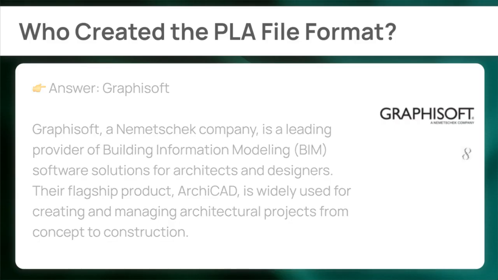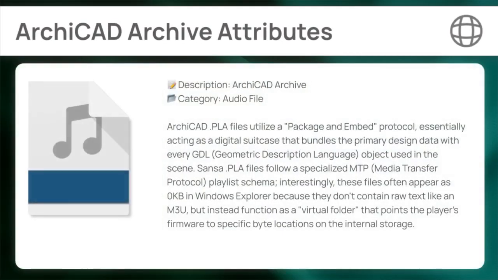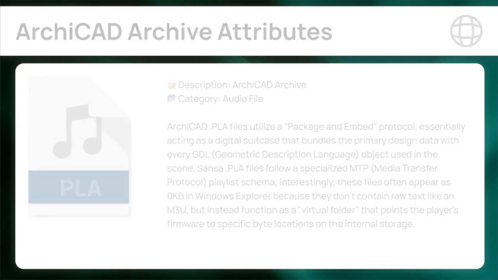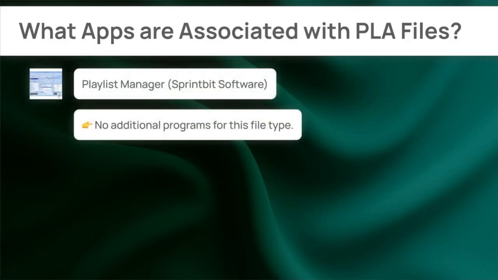ArchiCAD PLA files utilize a package and embed protocol, essentially acting as a digital suitcase that bundles the primary design data with every GDL, geometric description language, object used in the scene. Sansa PLA files follow a specialized MTP, Media Transfer Protocol, playlist schema. Interestingly, these files often appear as 0KB in Windows Explorer because they don't contain raw text like an M3U, but instead function as a virtual folder that points the player's firmware to specific byte locations on the internal storage. The proper file association links PLA directly to the Playlist Manager solution by SprintBit software.